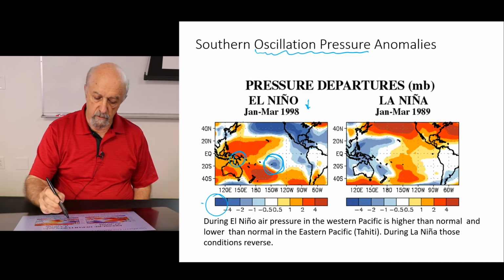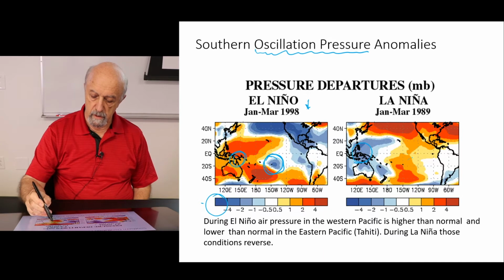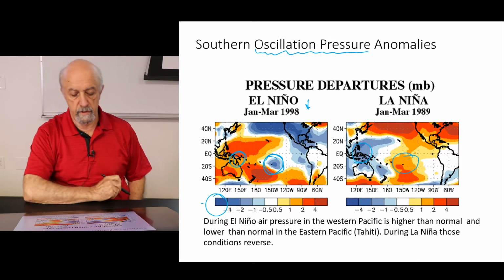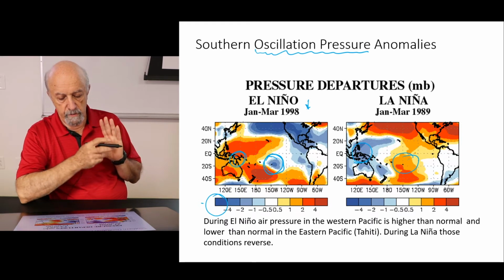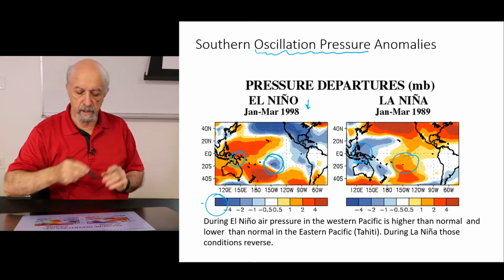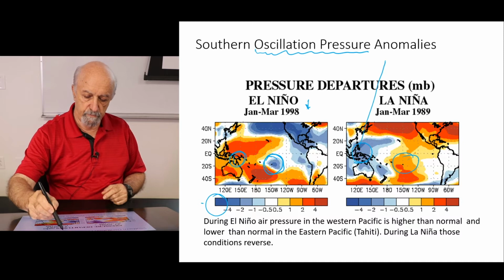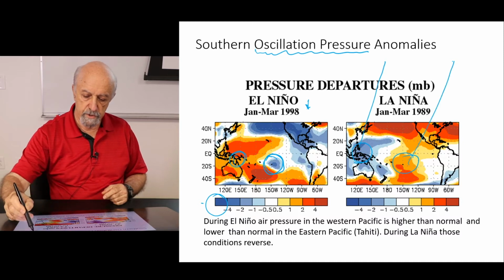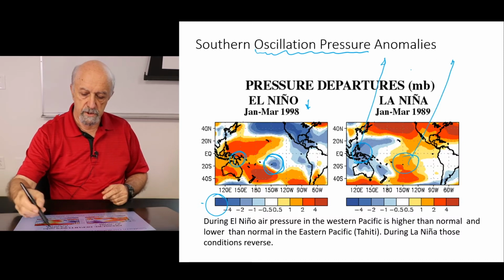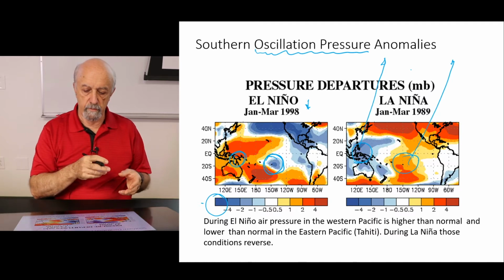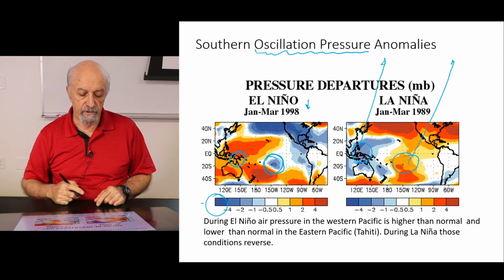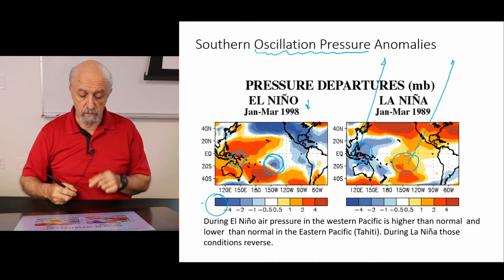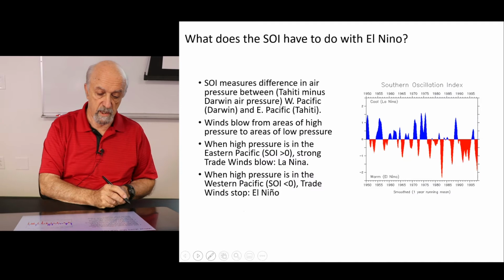And during La Niña, we see the opposite. High pressure here, low pressure here. So it seems there is something easy to observe by looking at the pressure here and the pressure here. If we see a positive or negative value between these two places, we can actually make a prediction about what will happen.